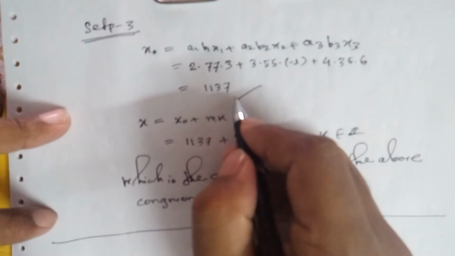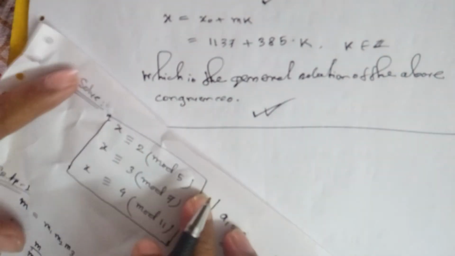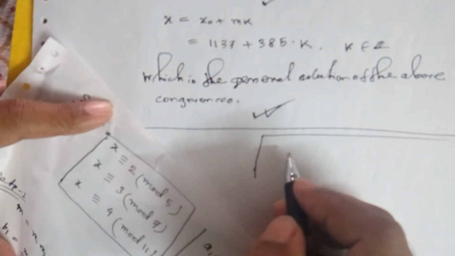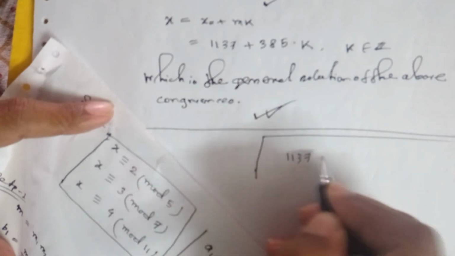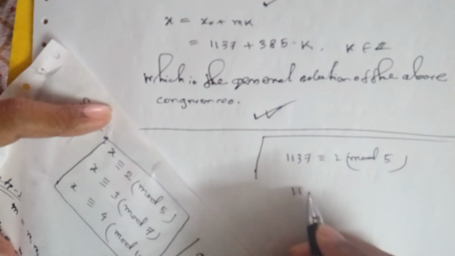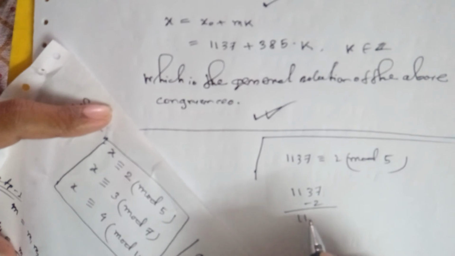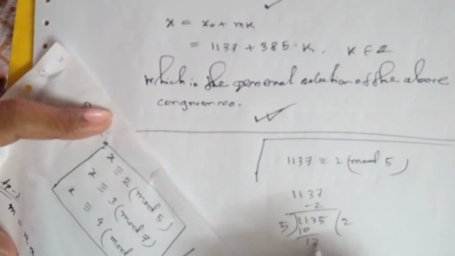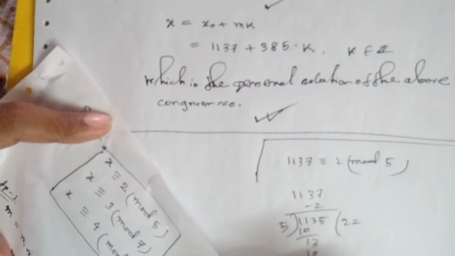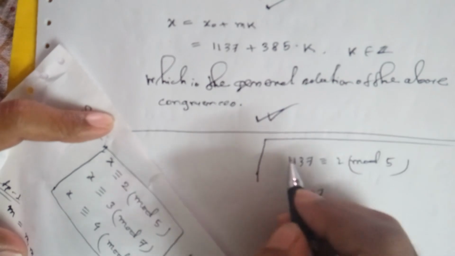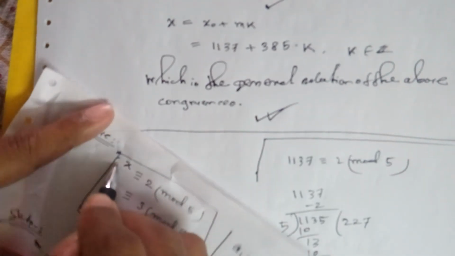Now we check whether this solution is wrong or true. Please verify. This is for verification, not for exam purpose. Suppose x is equal to 1137, congruent to 2 modulo 5. Here 1137 minus 2 is 1135, which is divisible by 5. That means 1137 minus 2 is divisible by 5. So this is the solution which satisfies this congruence.